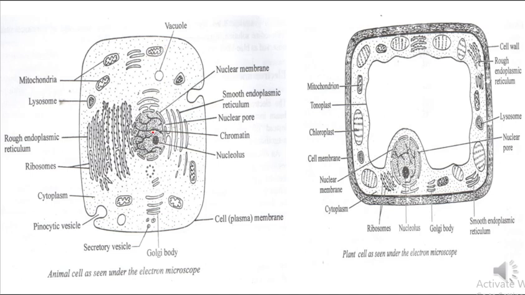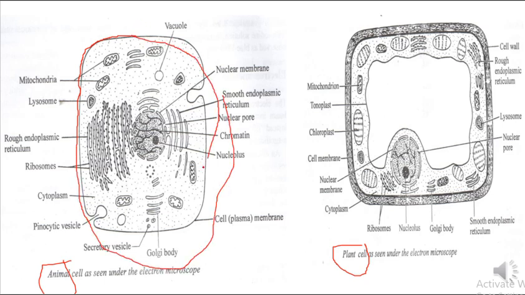the cells. Here we have the animal cell, and on my right we have the plant cell. You can see the difference. The animal cell has this cell membrane only, which is the outermost layer, while in the plant cell the outermost layer is a cell wall. Then after the cell wall we have the cell membrane. That is the main difference between the plant cell and animal cell.